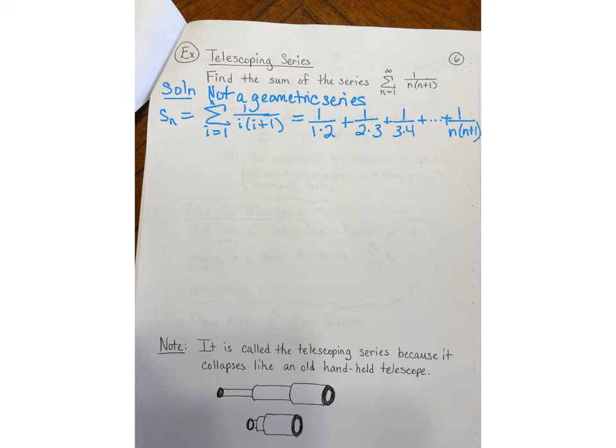Okay? Now, remembering partial fraction decomposition, we get the following: 1 over i times i plus 1 is equal to 1 over i minus 1 over i plus 1. If you recall, whenever you use partial fraction decomposition, you would write A over i plus B over i plus 1, and then you'd have to find out what A and B were. So it turns out you get 1 and negative 1 here.